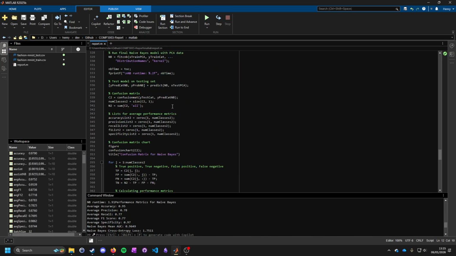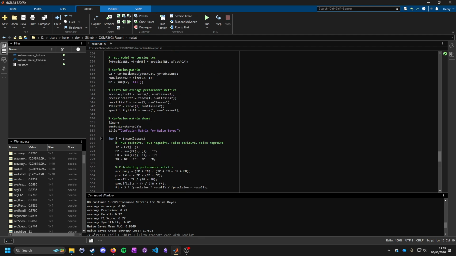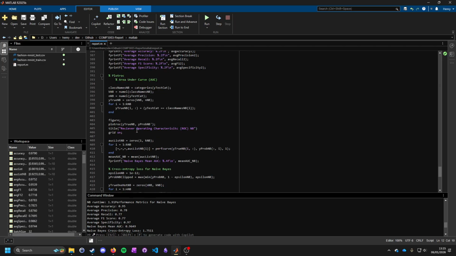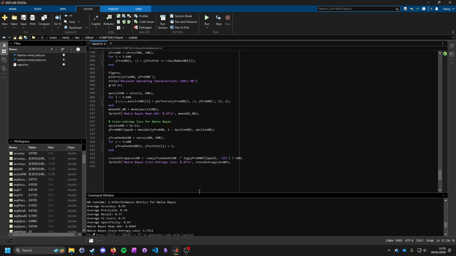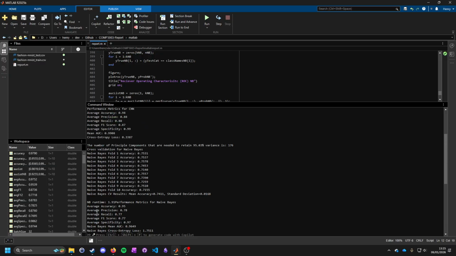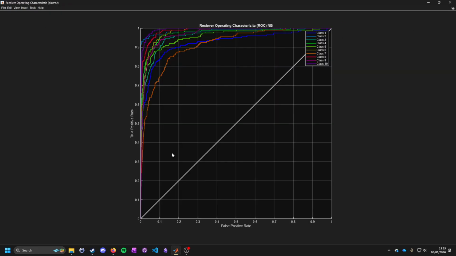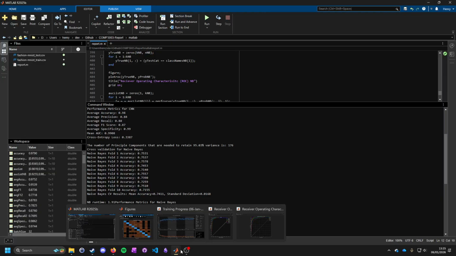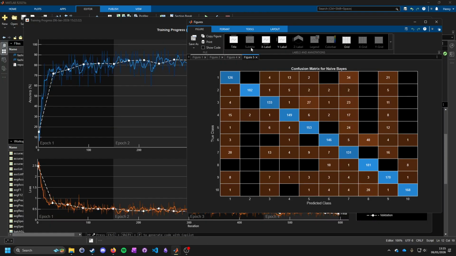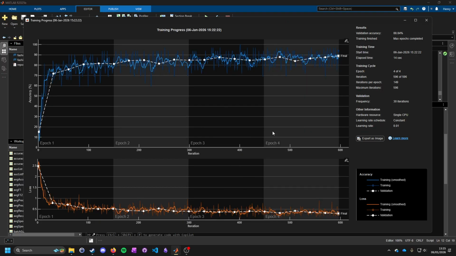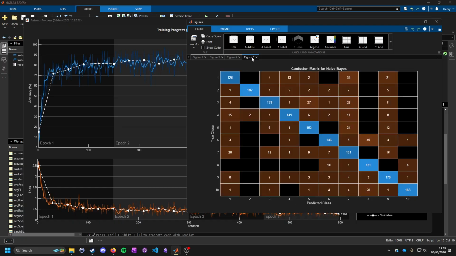Then running the final model, calculating the confusion matrix, performance metric scores, area under the curve, and cross entropy, which you can also see here, followed by the ROC for the naive Bayes model and the graph which shows the number of principal components that are required to have 95% variance, and the confusion matrix.